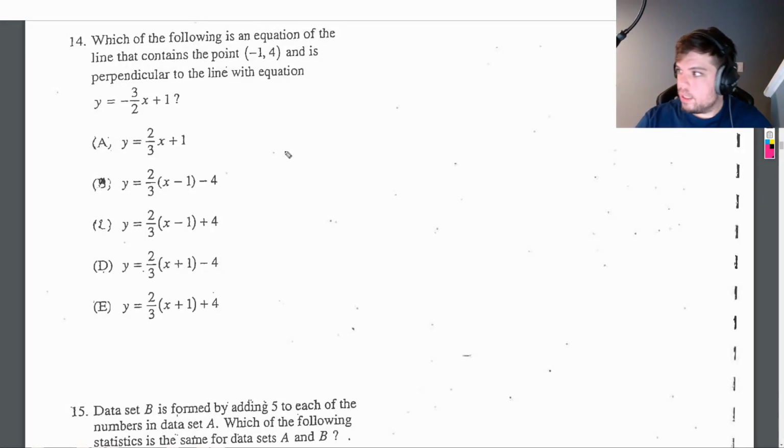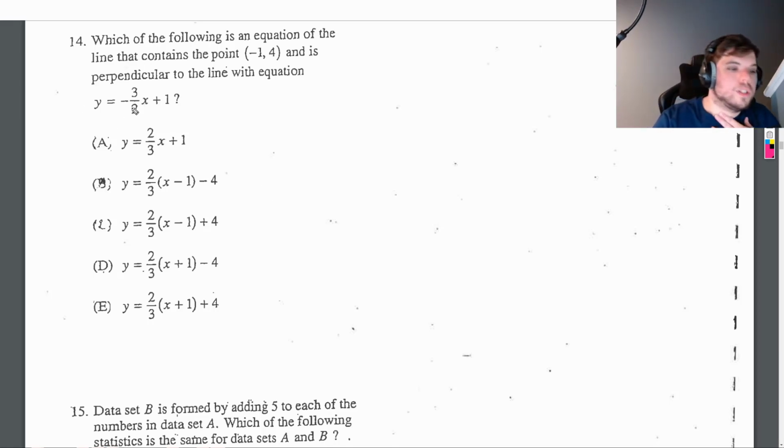Which of the following is an equation of the line that contains the point negative 1, 4 and is perpendicular to the line with equation? Okay, this is like a standard pre-algebra, algebra 1 problem. They're asking you for the formula for a line that contains the point negative 1, 4 and it's perpendicular to the line with this equation.